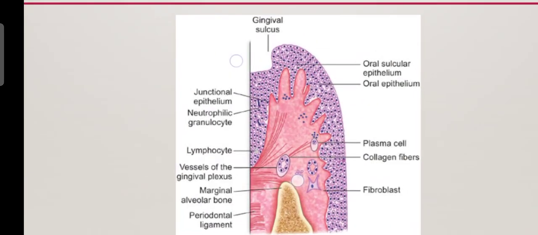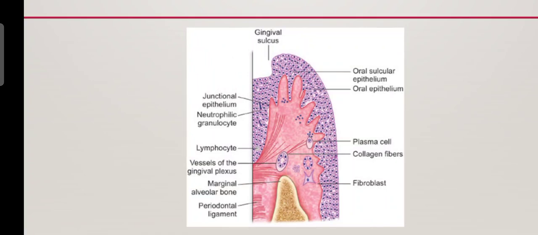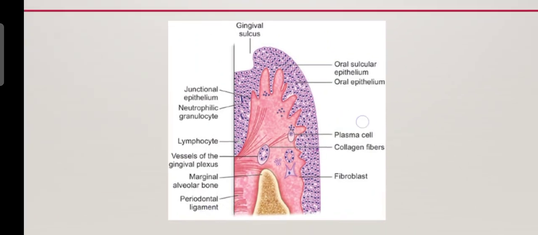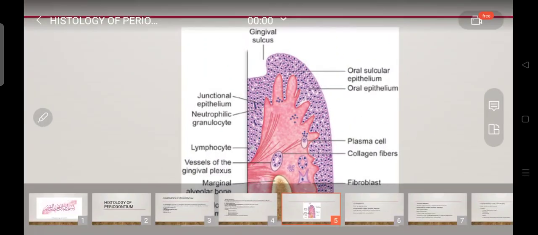In this picture, you can see the epithelium which covers the gingiva. The epithelium has plasma cells, collagen fibers in pink, and fibroblasts for the defense mechanism, lymphocytes, neutrophilic granulocytes. These horizontal lines are periodontal ligament, and this is the epithelium, stratified squamous epithelium.